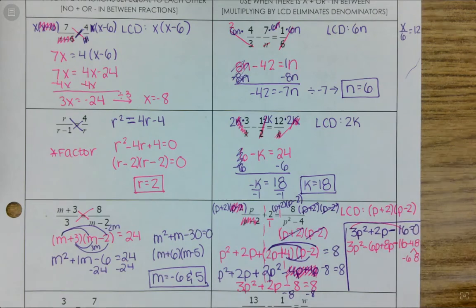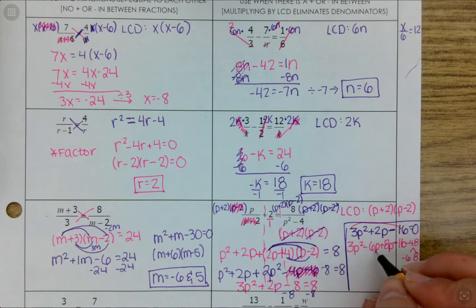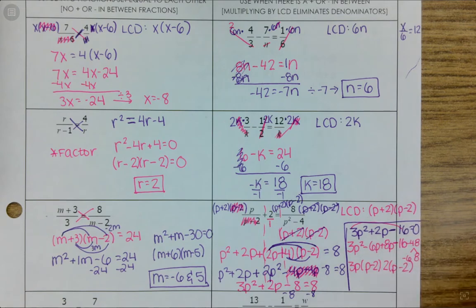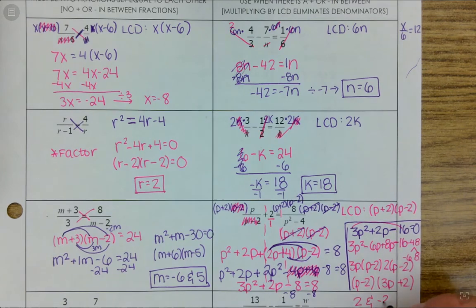Like that. Over here, you can divide both of these by 3p, and you have p minus 2 left. And over here, you can divide both of these by 2. And look at that, you have p minus 2 left. So you have 3p, you have p minus 2, that's the parentheses that they have in common. And the outsides is 3p plus 2. So your final answers are going to be 2 and negative 2/3.